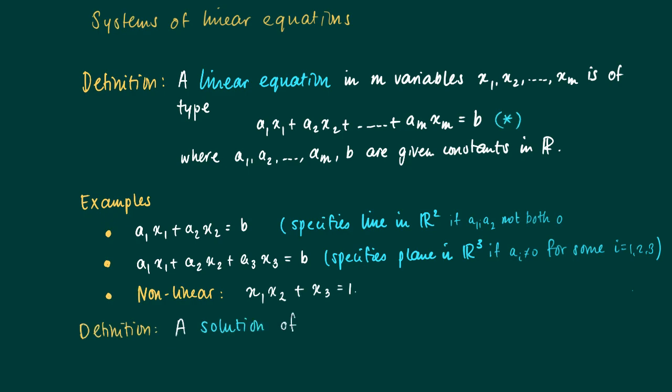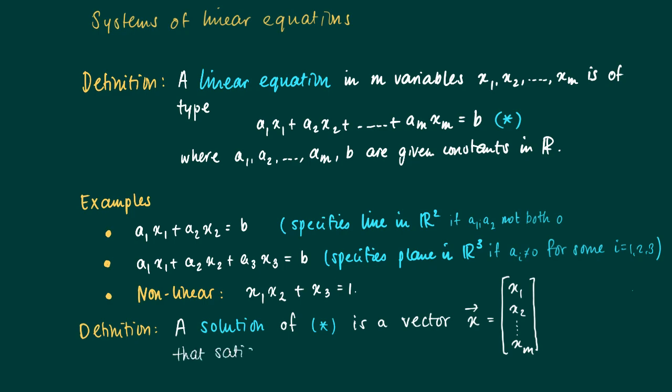Well, a solution of the linear equation star is a vector x with coordinates x1 to xm, such that these constants x1, x2 till xm satisfy the condition as set out by equation star.